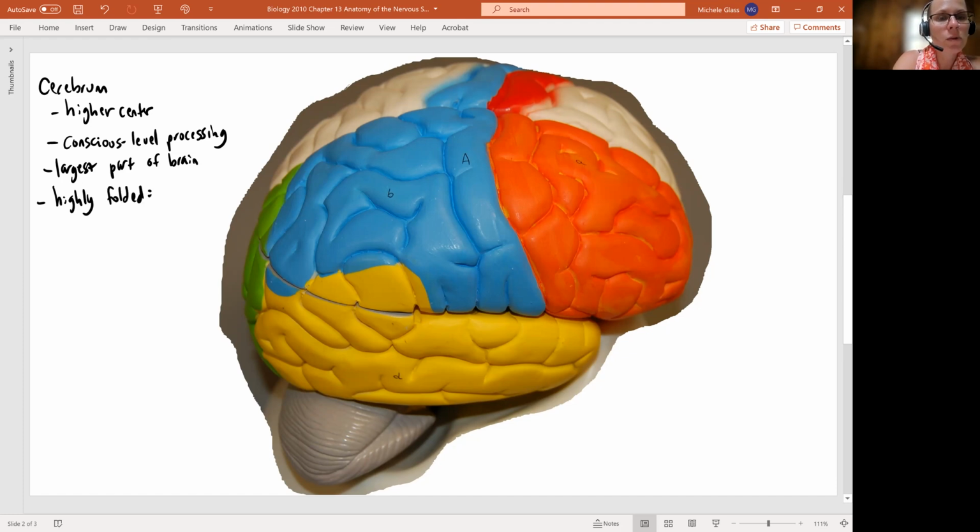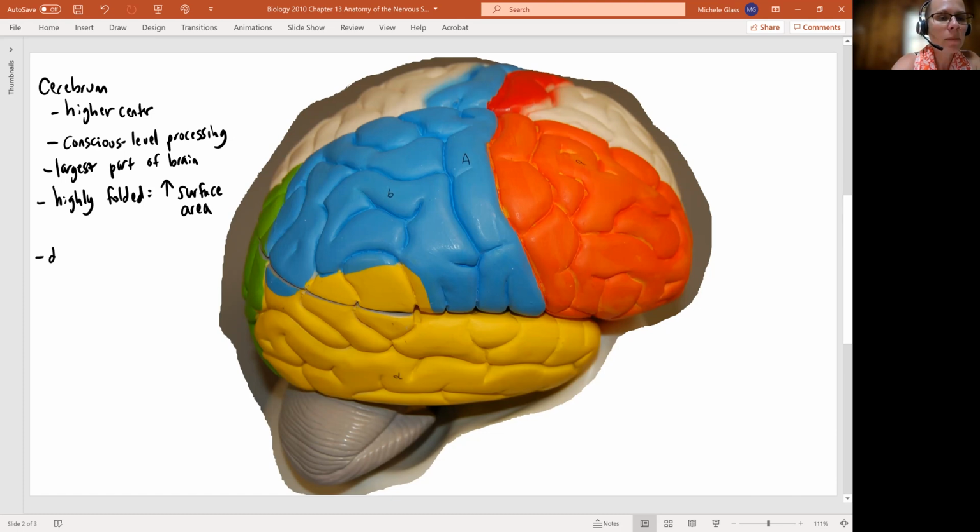And this is important because it increases surface area. All of that folding is giving us more cortex. Cortex is that outer layer. By folding up that outer layer rather than making it smooth, we have more processing centers. We have more gray matter. We have more nuclei, right? So that's going to be super important. What we're looking at here is the cerebrum, the largest part of the brain. We're able to see all of the folds.